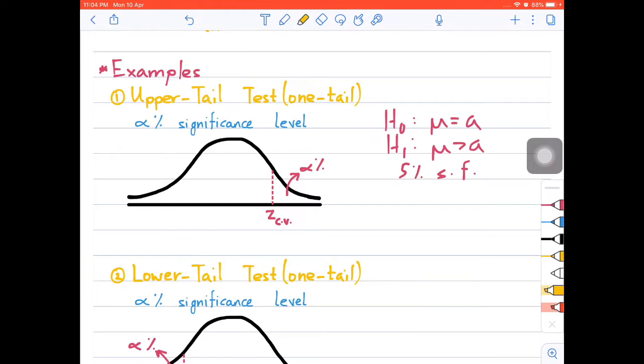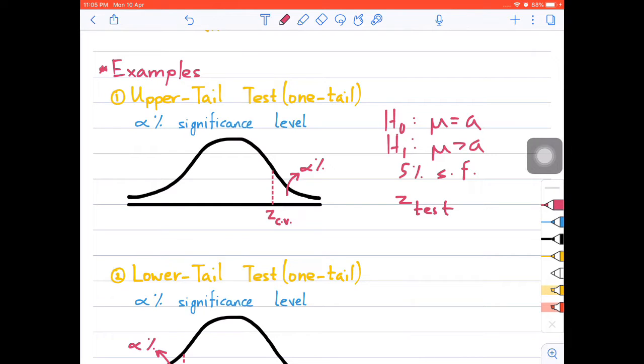Because it's greater than, that's why it's an upper tail test. We'll be testing on the right hand side, like over here. Now using the sample data, we find a certain value for z, that is the z statistic or z test value.